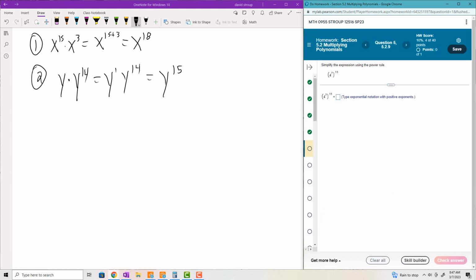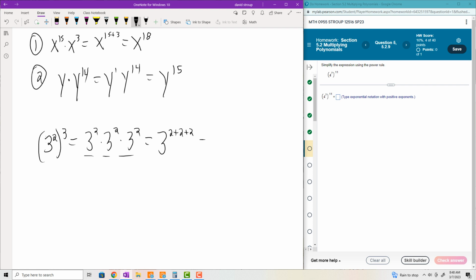Okay, so this is the next rule. Question 5 gets us to the next rule. What happens if you have something like 3 squared cubed? How do I deal with that? If you think of it as something cubed, it's 3 squared times 3 squared times 3 squared. There's 1, 2, 3 of them being multiplied together. Then in the exponents you can add them: 2 plus 2 plus 2, which of course is 6.